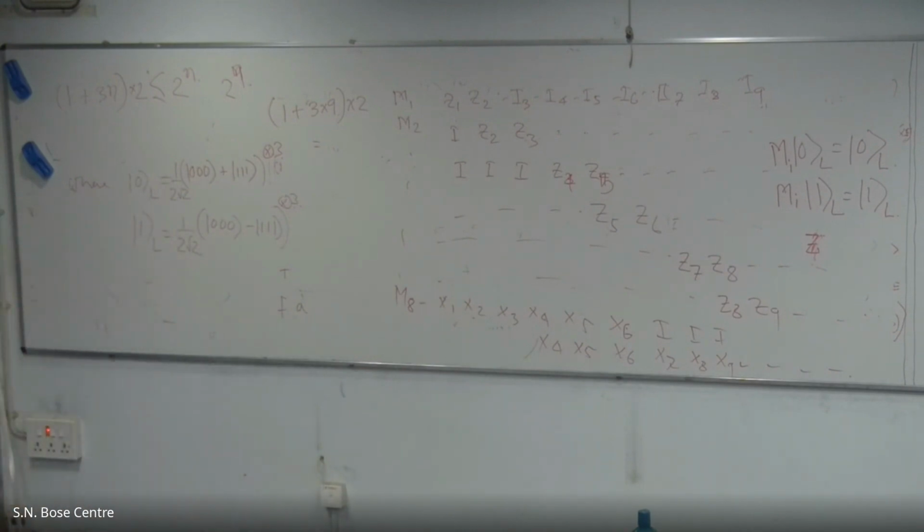And similarly, if there is an error in qubit 2, then M1 and M2 both will be minus. So looking at which values are plus 1 and which values are minus, we identify which qubit is corrupted and which error has happened. You can make a list table, but it will be so big. Very difficult.